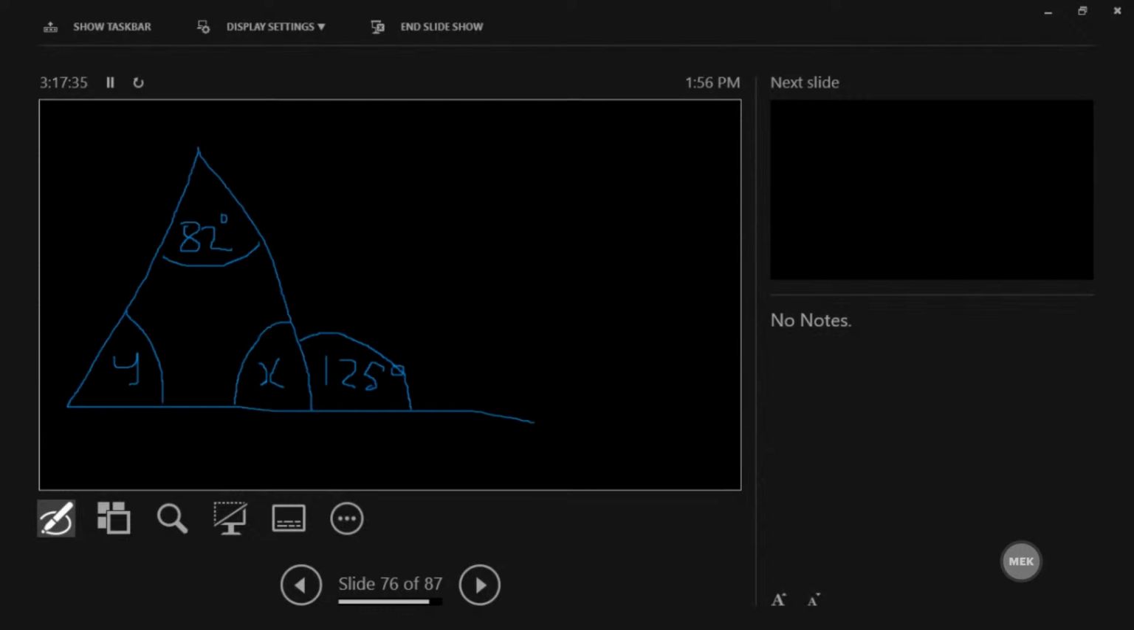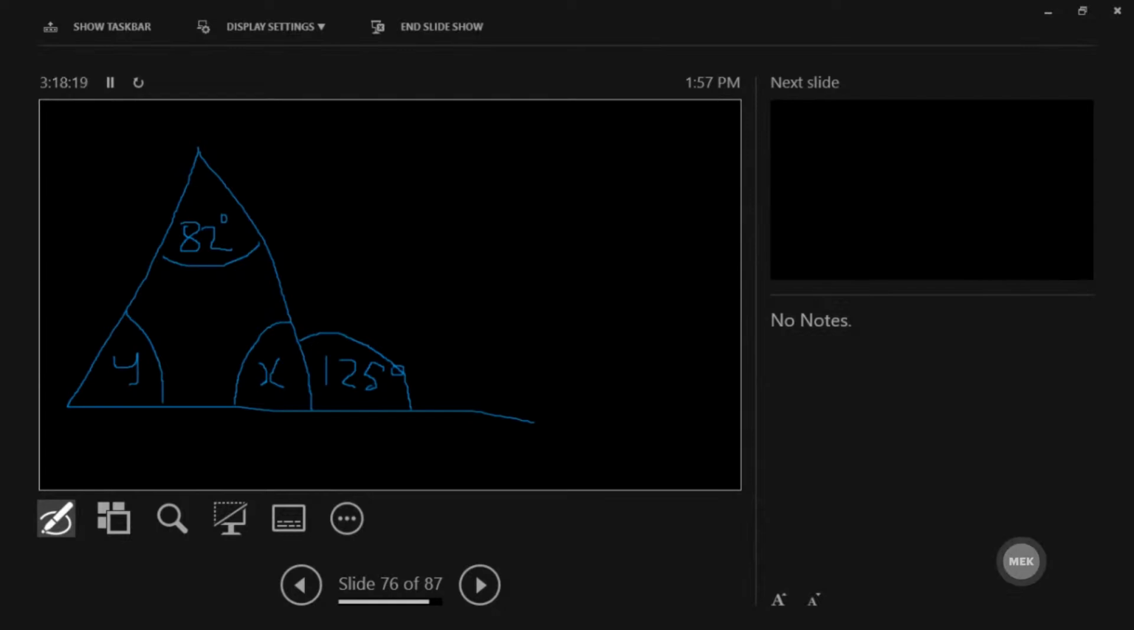So let's say we're finding X first. Who can see the triangle? Legendary can see the triangle? All right, so Zion says to find X, subtract 82 from 125. Why, Zion? What's the relationship between X and 125 and 82? Why do I subtract the 82?